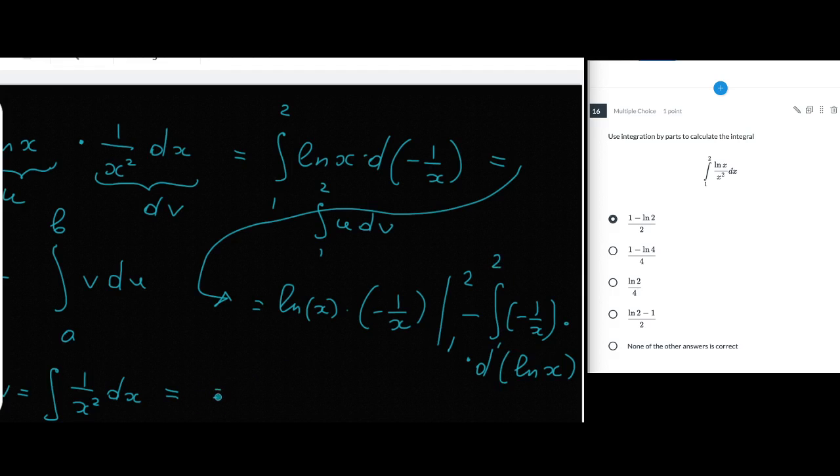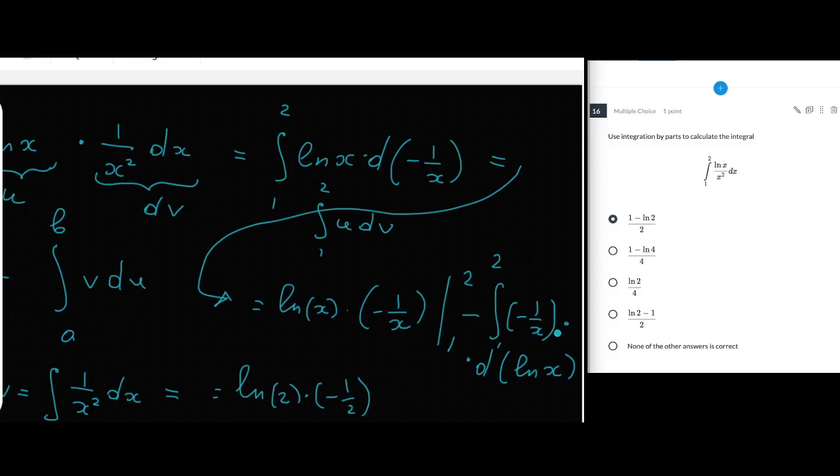All right, and for the first term, right here, when we do our evaluation, if I plug in x equals 1, the logarithm of 1 is 0, so that would not contribute to our result. Only the upper limit of 2 will contribute, and what will it contribute? It will contribute natural log of 2 multiplied by negative 1/2.